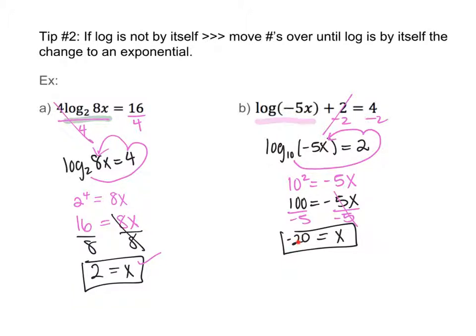Maybe suspicious here, better check. So if I plug this negative 20 in, it looks like I'm okay, because negative 20 times negative 5 makes it a positive number, a positive 100. So this is a valid answer. Okay, so step 2 is basically if the log is not by itself, then remove the extra stuff over until the log is by itself. All right, let's head on over to tip number 3.